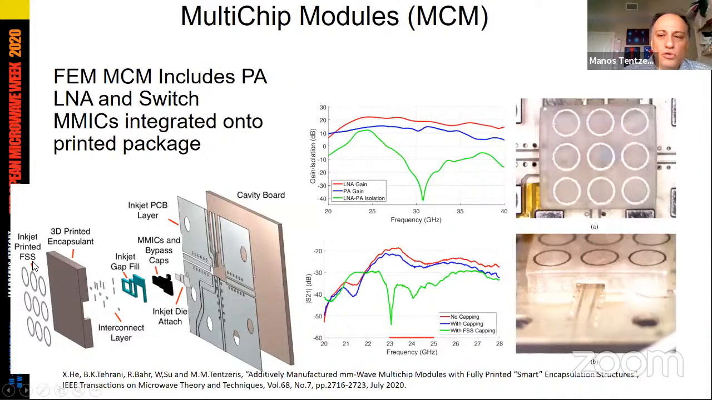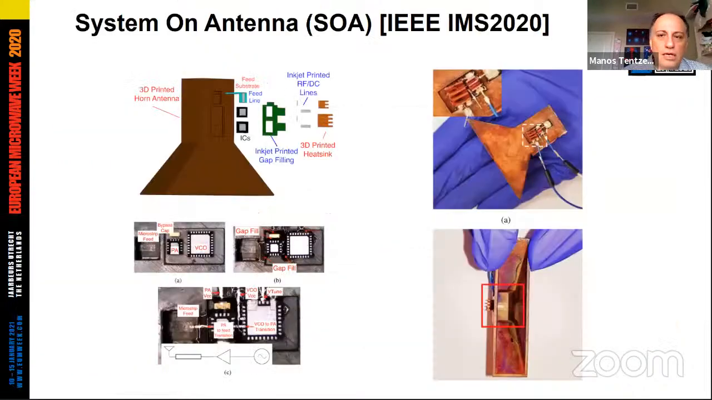As we said, you want to have now a package that's not just a plastic cup or a metal cup. You want to add functionality. Here you see an inkjet printed frequency selective surface, and that's something you can see here. So more or less, you see suppression of the interference at 23 gigahertz. Very good isolation, and this can be scaled to different sizes of multi-chip modules.